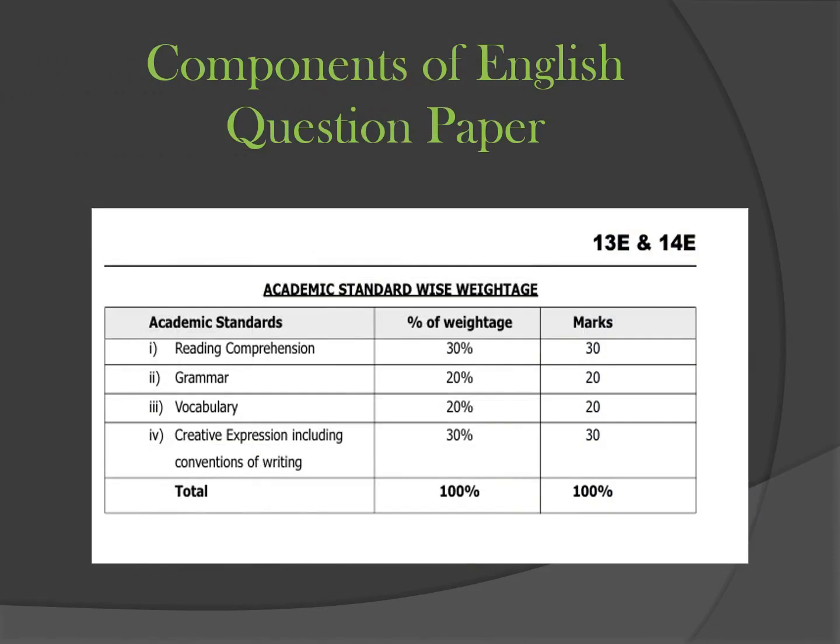There are 3 components in the English question paper. The first one, reading comprehension, has 30% weightage, grammar has 20%, vocabulary has 20%, and creative expression, including conventions of writing and appreciation, contains 30% out of 100. That means reading comprehension carries 30, grammar 20, vocabulary 20, and creative expression carries 30 marks out of the 100 marks that are allotted for our English examination paper.